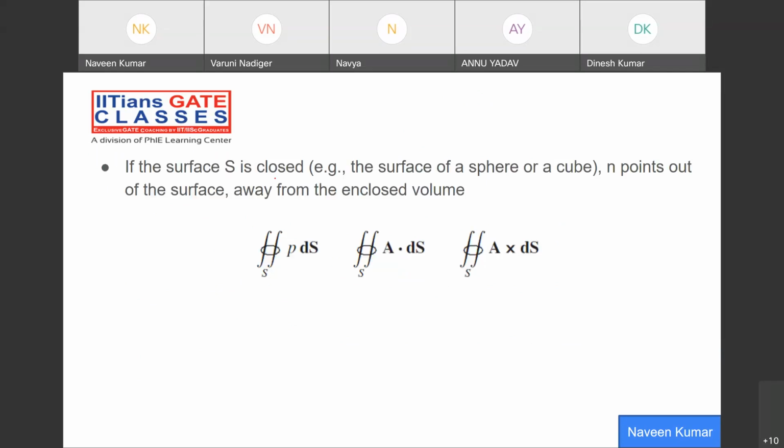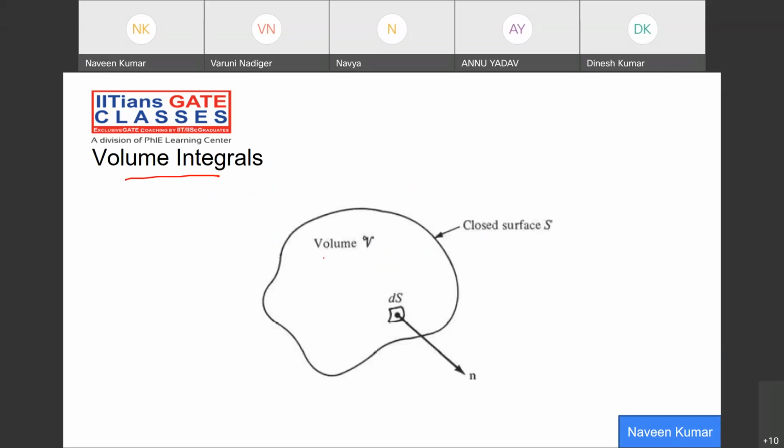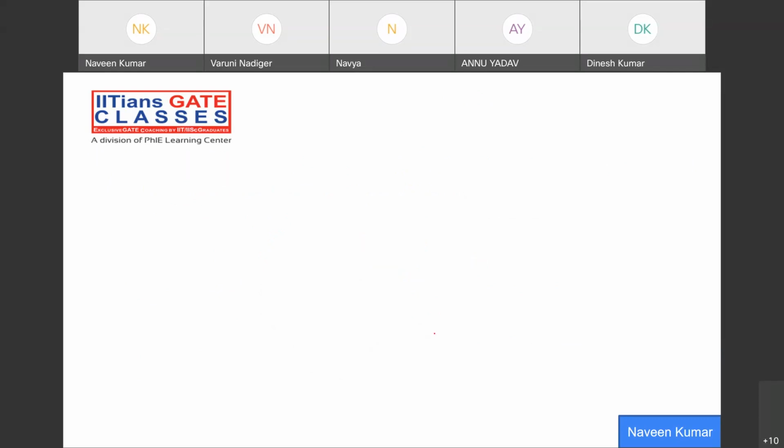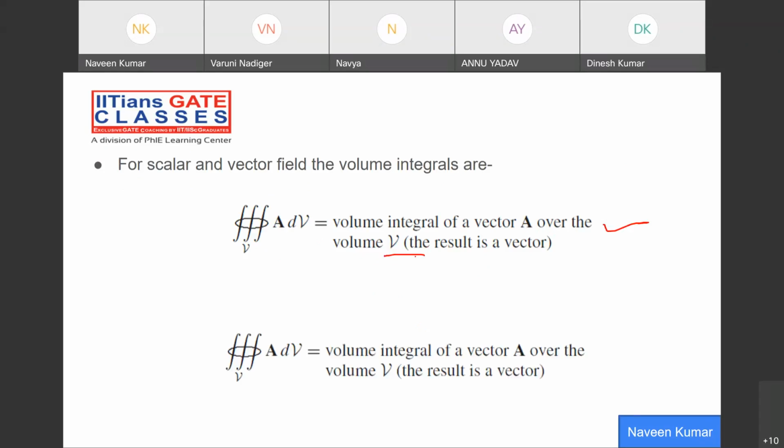Okay, sir. So if the surface S is closed, you can use the closed integral. If it is open, you can use the open integral. And volume integral. So as this is the control volume, enclosed by a closed surface, you can take a small elemental surface and show the direction n. These are just notations for the volume integral of A dV, volume integral for a vector A over the volume V. Similarly, for scalar and vector.